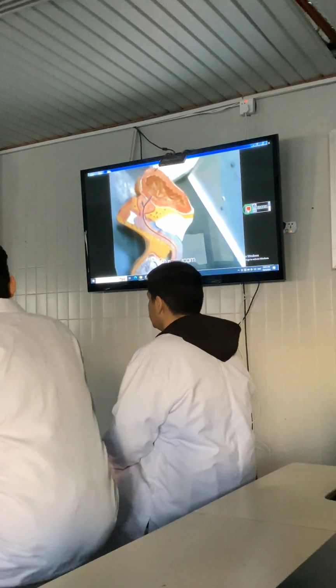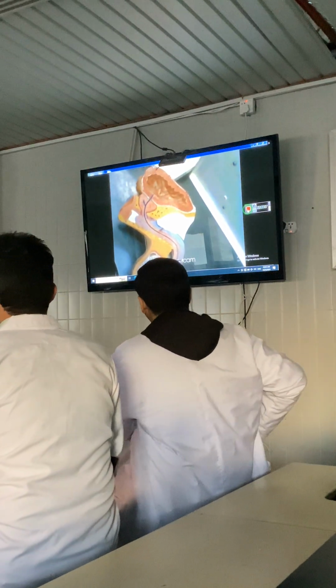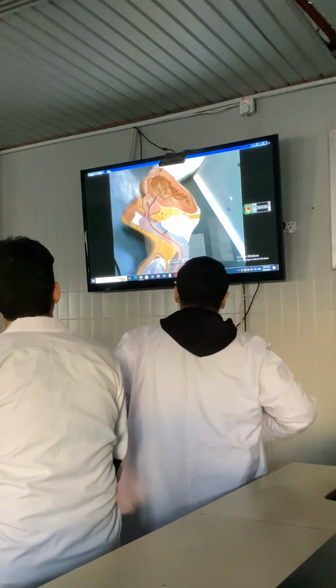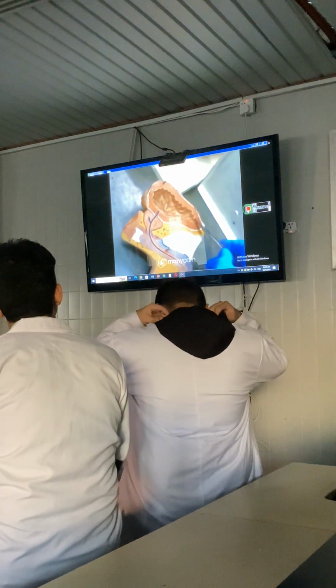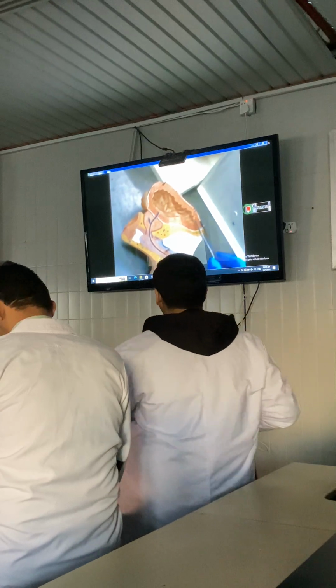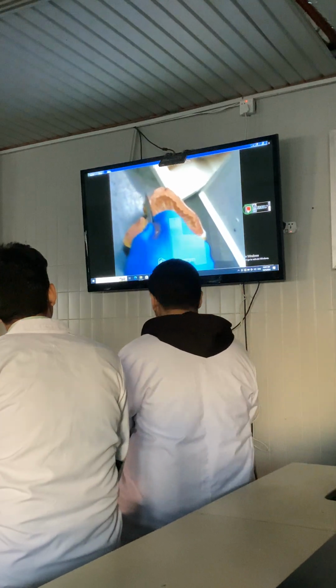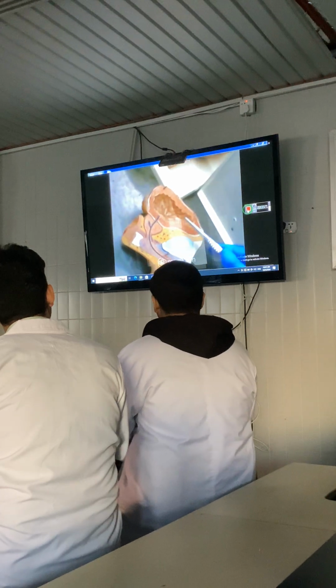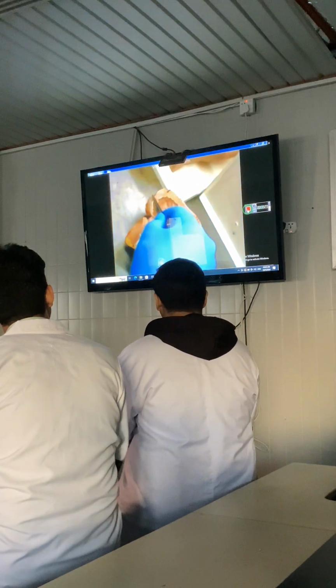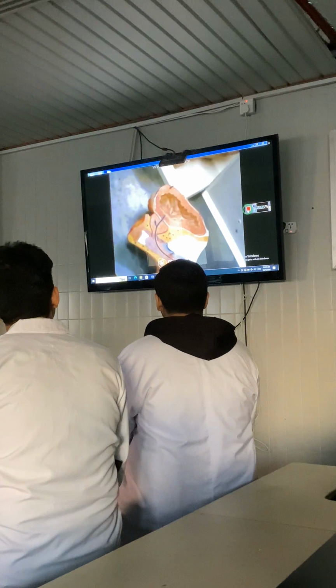Of urinary bladder and male internal genital organ. This sample shows the urinary bladder. It is conical with an apex and a base. It has a superior surface, two lateral surfaces, and a posterior surface, which is the base.